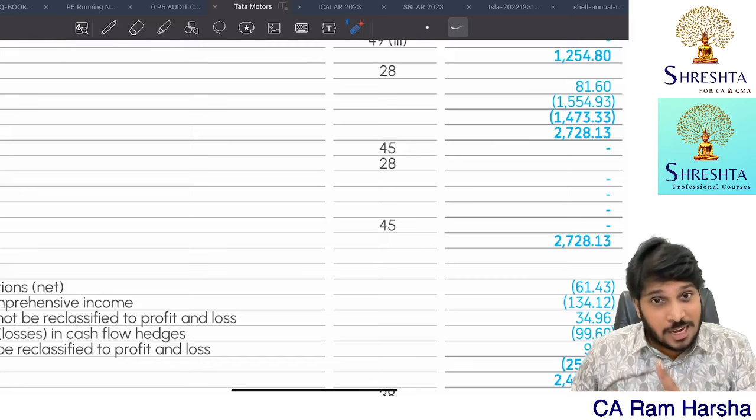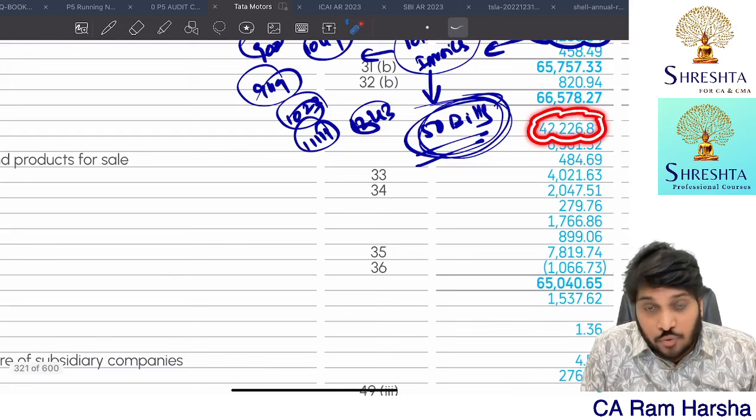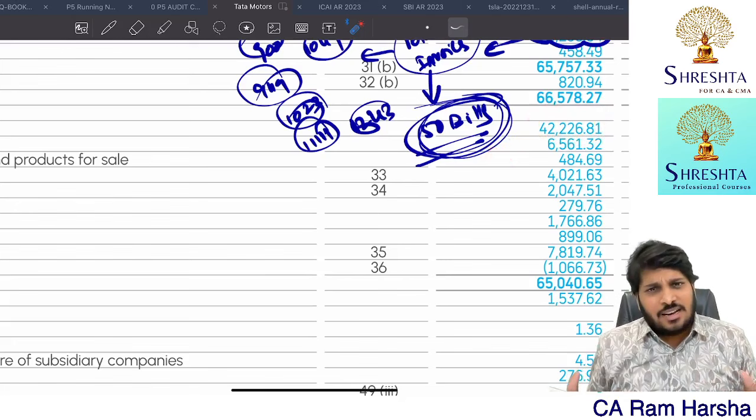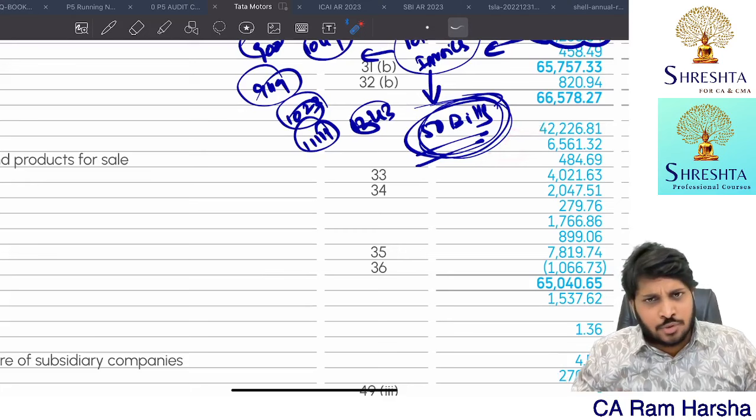And by the way, tell me, what is our objective? Should we get absolute assurance on this 42,226 crore? No need. If at all you get reasonable assurance, that's enough. You verified randomly some 50 bills, any 50 items, any 100 items you verified, and you got confidence that the entire amount will be correct.